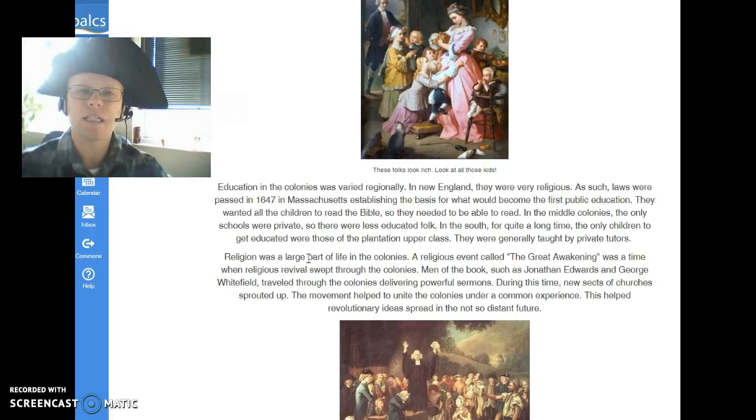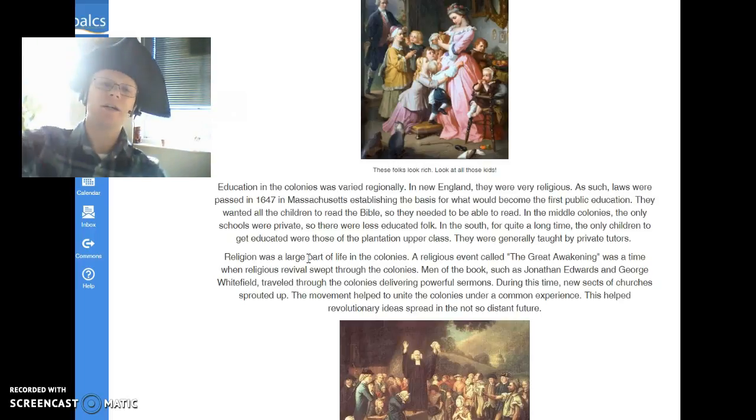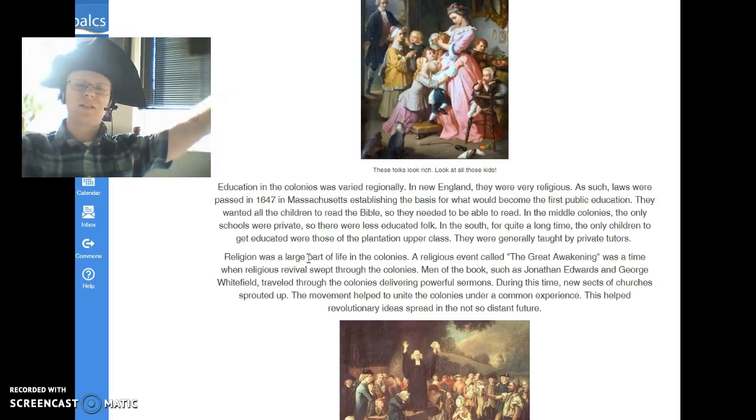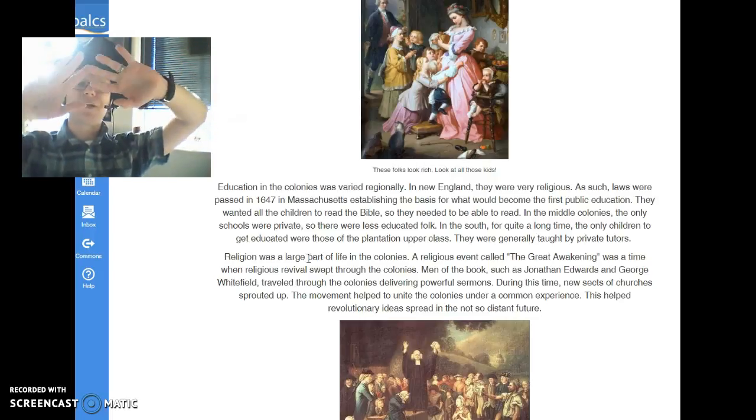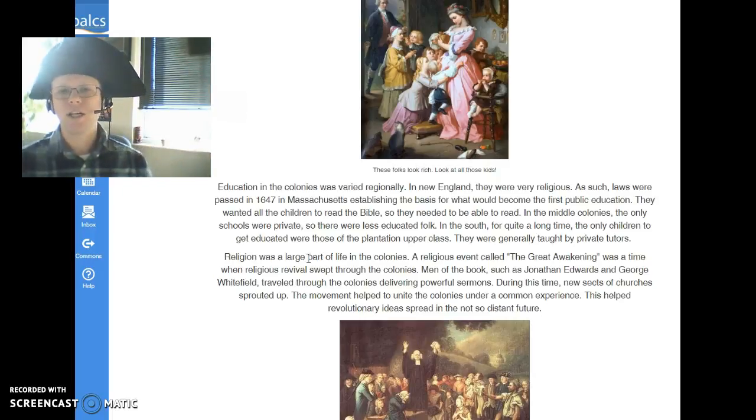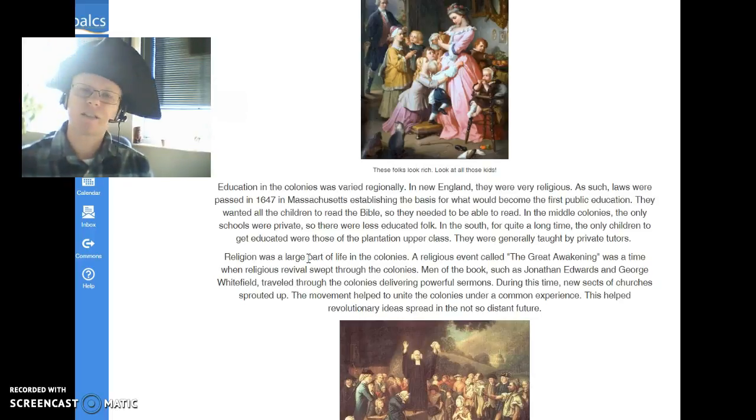During this time, new sects of churches sprouted up. So before there was like church A, B, and C, now there's A, B, C, D, E, F, G. All these churches popped up. This movement actually helped to unite the colonies under a common experience. Basically, this event is happening in the whole country, and now it was something we all have in common. This helped revolutionary ideas spread in the not-so-distant future.